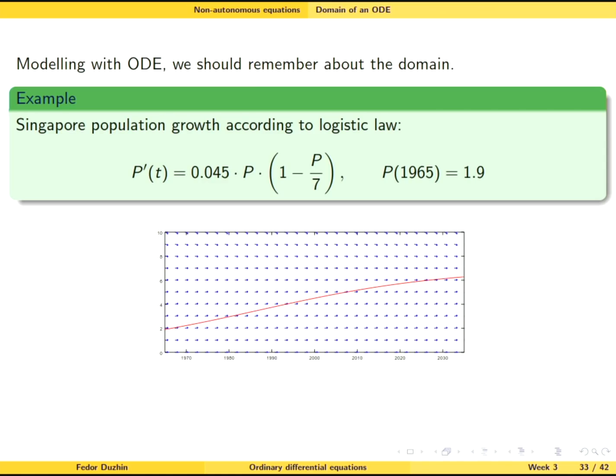we set up the logistic equation. So here, note that I assume that the carrying capacity of Singapore is 7 million. There is no reason to say that. It's just some number. Well, but Singapore history started in 1965, so if t is time measured in years, then what we have here is that the initial point is p of 1965 is 1.9 million. Right?